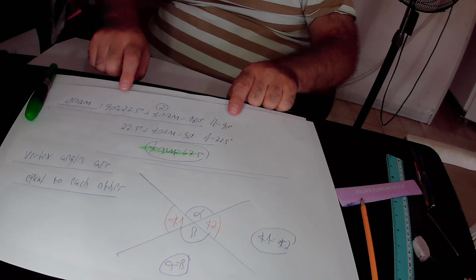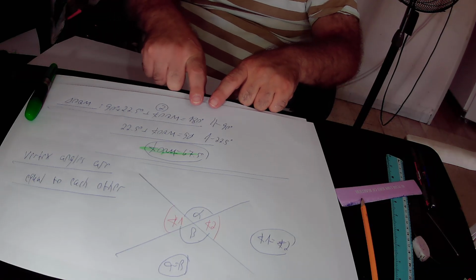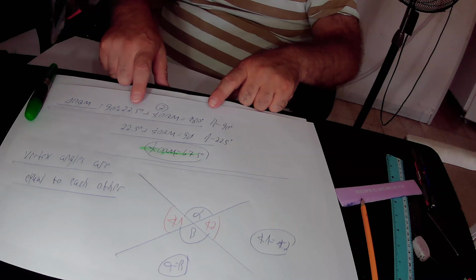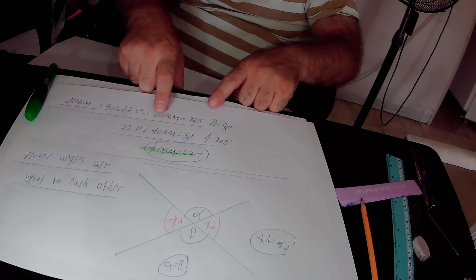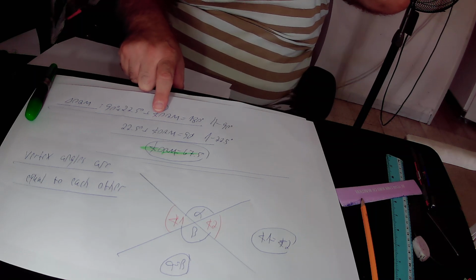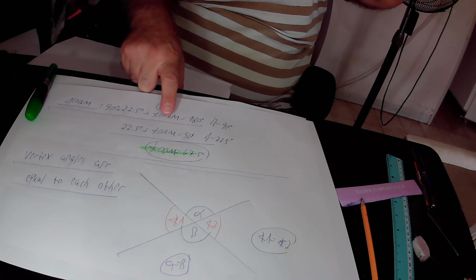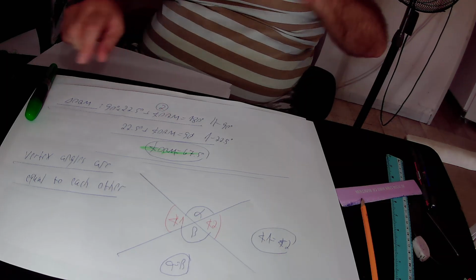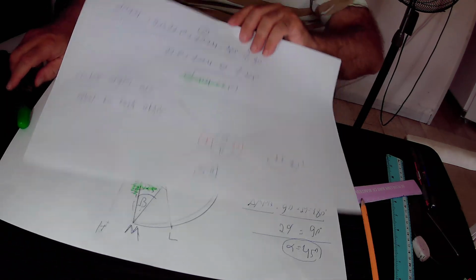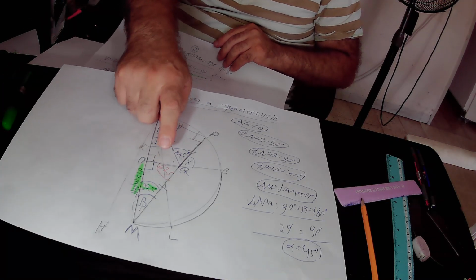Here we subtract the 90 degrees from 180 degrees and find that 90 degrees equals 22.5 degrees plus the size of the missing angle OQM. Subtracting 22.5 degrees, the size of the missing angle OQM is equal to 90 degrees minus 22.5 degrees, which is 67.5 degrees. So we found out that the size of this missing angle OQM is equal to 67.5 degrees.